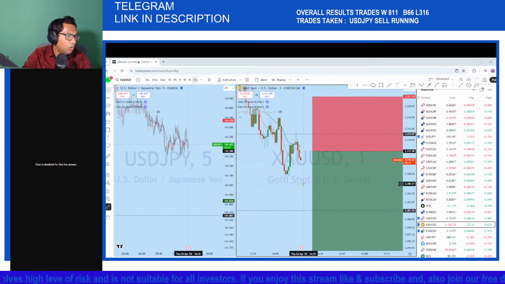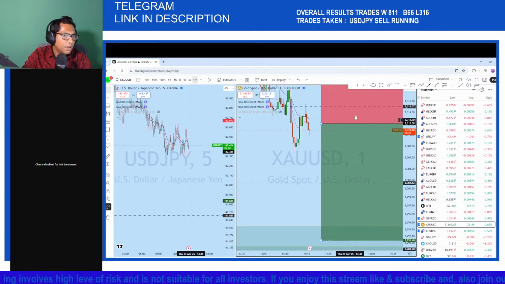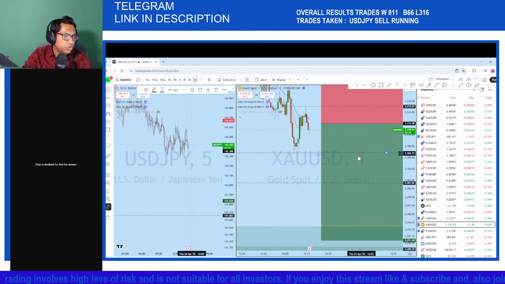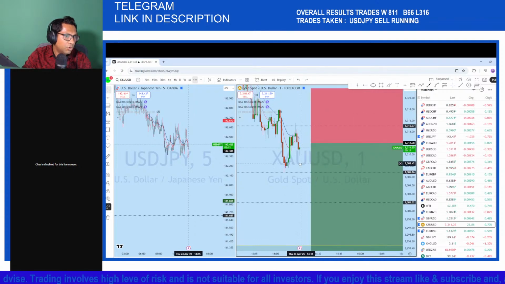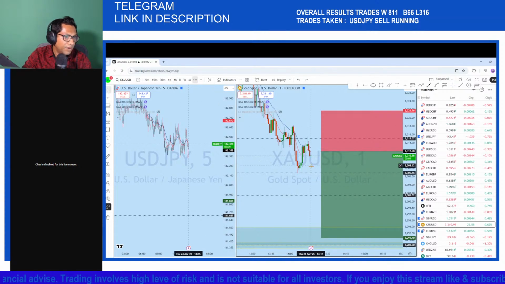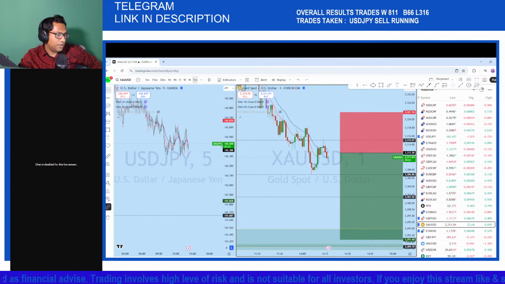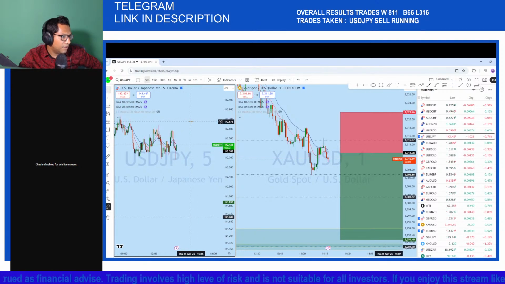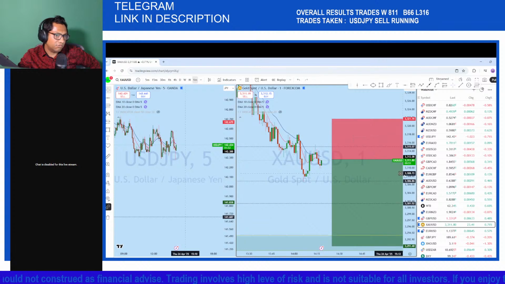All right, so we'll be holding it to break this swing low here, and once we see the market has broken it, that's what we're waiting to see. If it breaks that swing low, we can move the stop loss somewhere here for reducing the risk.